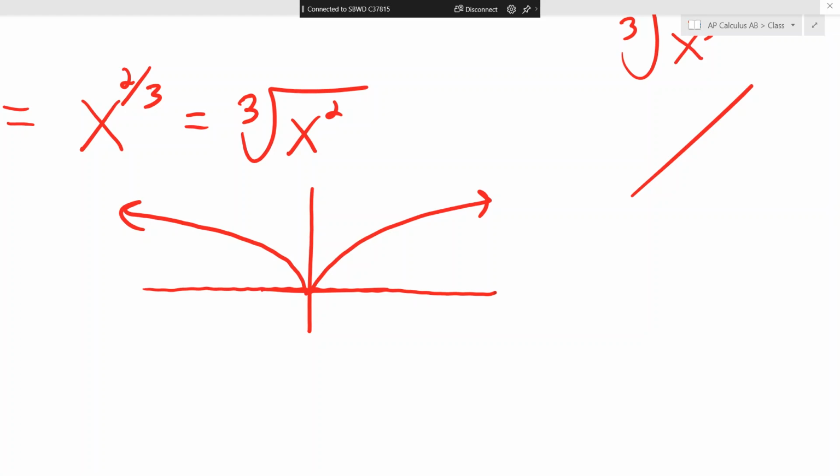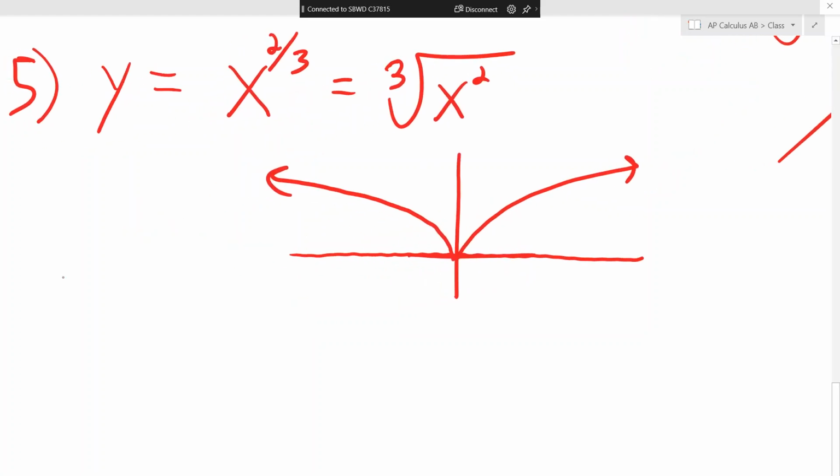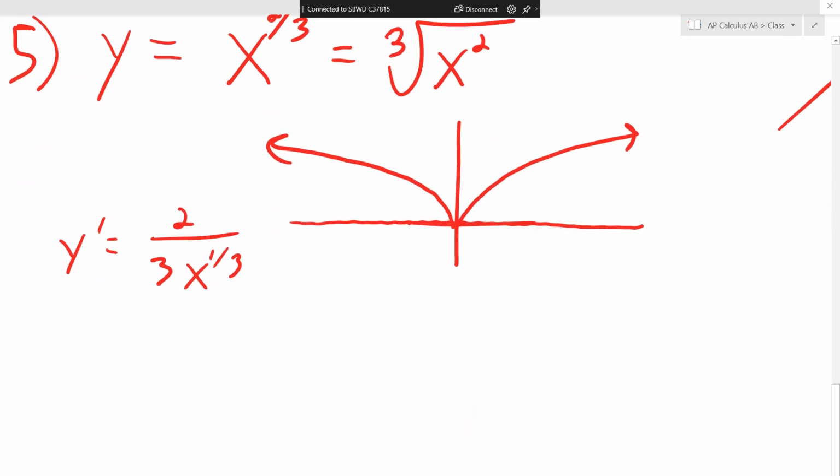Okay. Guess where this is not differentiable? At 0, and you can see that when you derive it, right? y prime is 2 over 3x to the 1/3. Not differentiable at 0, definitely. So you can write that. Not differentiable at x equals 0. Cool. But that's not a vertical tangent.